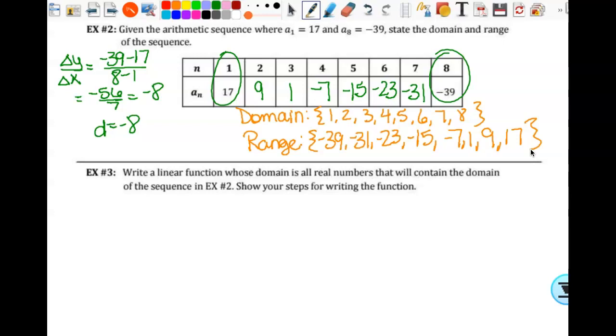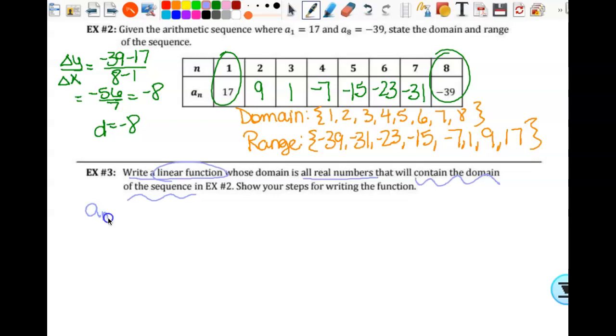All right, what questions you got? All right. So now it says write a linear function. So we're going to write a linear function whose domain is all real numbers that will contain the domain of the sequence. Okay? So that means that my domain can actually go from 1 to 8 and have decimals and whatnot in it, but it's going to contain that. And basically, we're just writing our little function here.